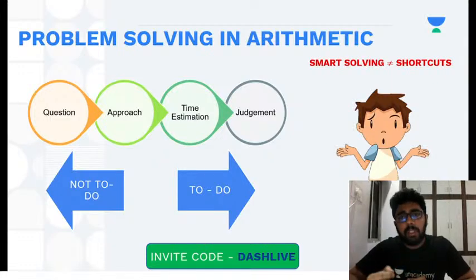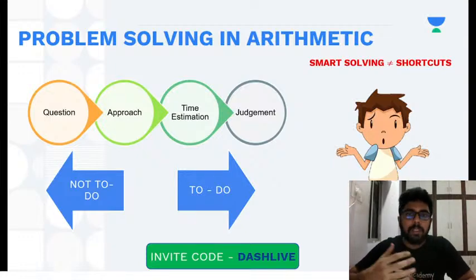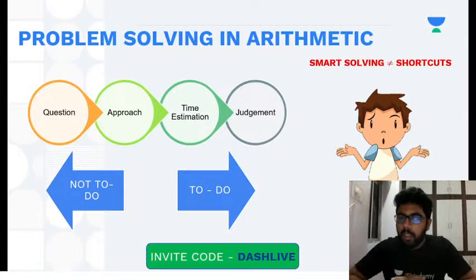Definitely you need a decent speed to solve and touch all the questions and maximize your score. But this exam is never about speed, and speed doesn't come with knowing shortcuts. This is a big myth that people don't realize. If I tell you 100 shortcuts, that doesn't guarantee that you will be able to solve questions in a very fast manner. It doesn't prove anything.